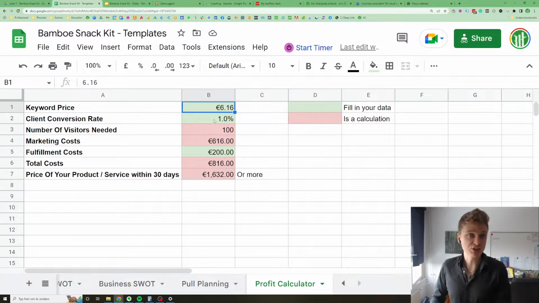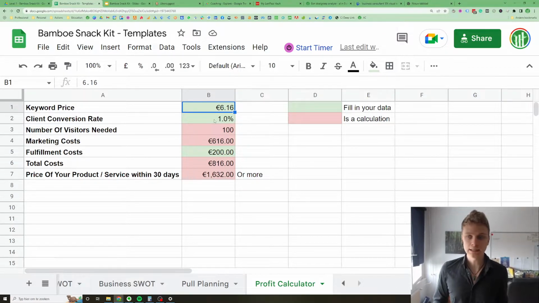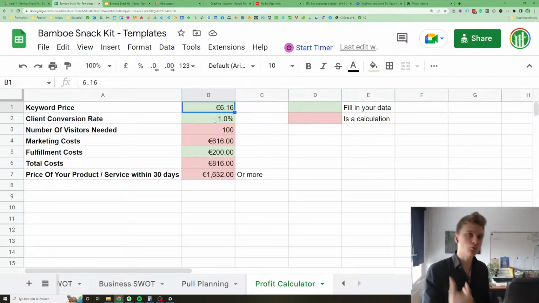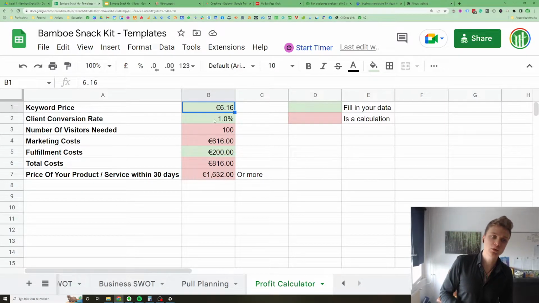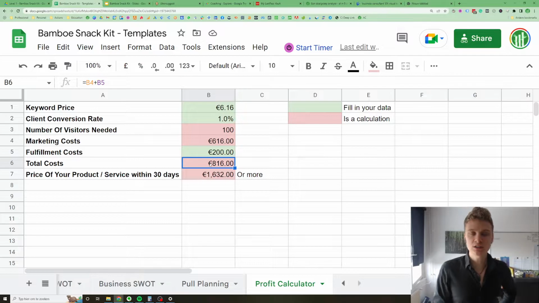But then the client still needs to be fulfilled because you've only acquired them so far. So what does it cost to fulfill that customer? If you do everything yourself, think about the hours you spend on a customer times the average hourly rate for a coach, and that will be the fulfillment cost. Because if you would want to outsource it, that will be the cost of it. And then you will have the total costs here, right? So it will cost you $816 to buy and fulfill that customer. If that is the case, the price that you want to sell your product for at the bare minimum is $1,632 or more, preferably more.